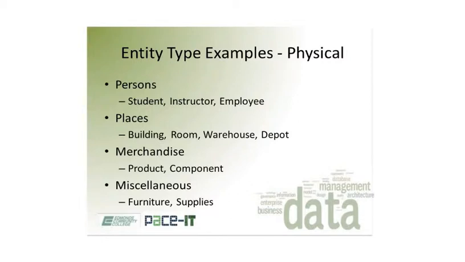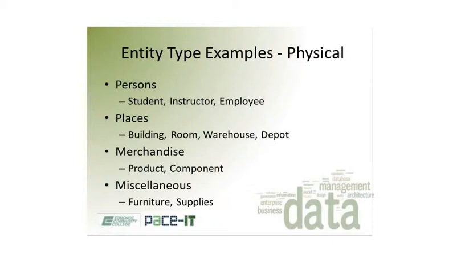Some examples of physical entity types. You've got persons. So a person could be a student or an instructor or an employee. You have places like buildings or rooms, warehouses, depots, train stations, anything that occupies a geographical space, I would think, where people use it for common activity. Merchandise, such as a product, a production component, could be something we sell or buy.